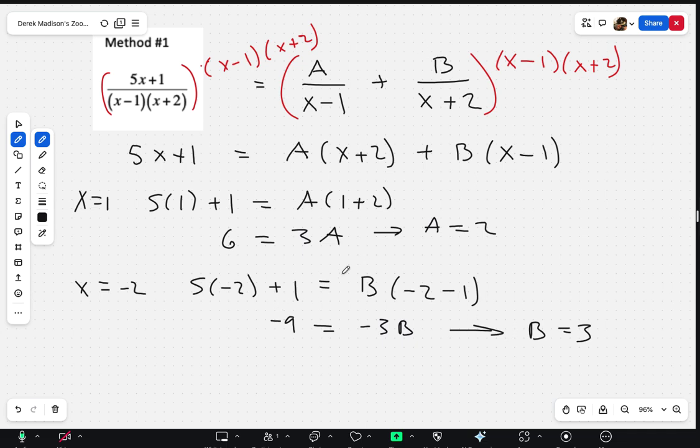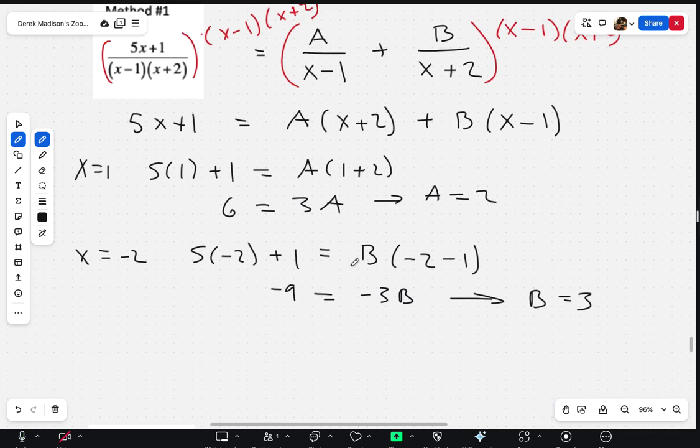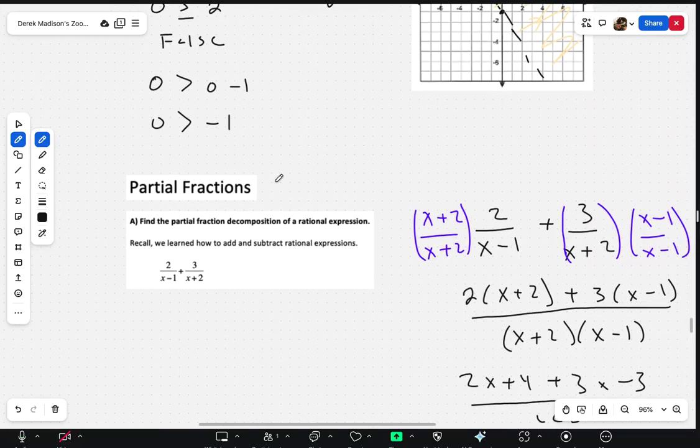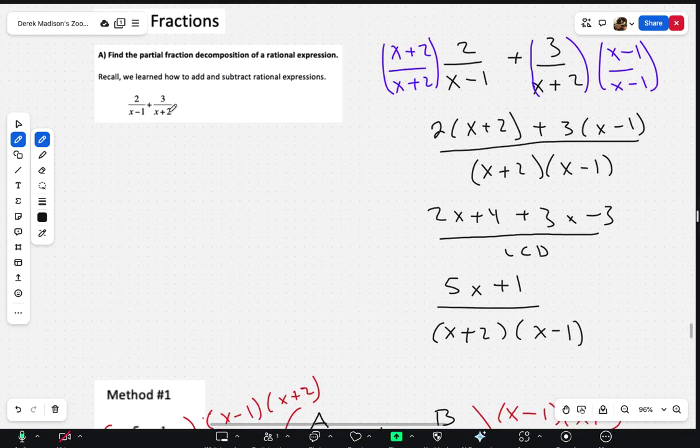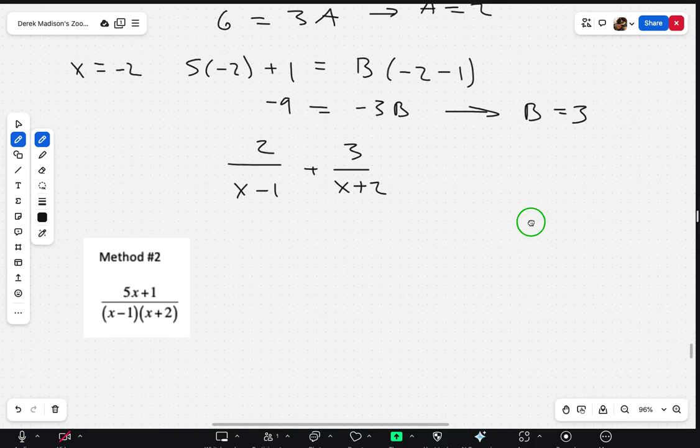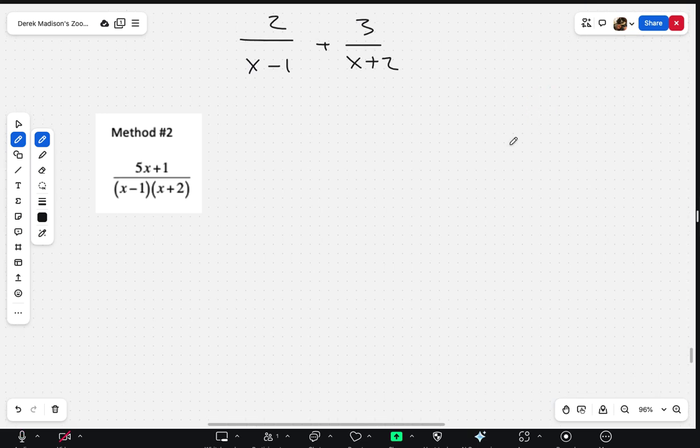So that means my solution, with my a's and my b's, is 2 over x minus 1, and then 3 over x plus 2, which if we look back at the example that we did here, there's the 2 and the 3 that we got. When I decompose this, what I should get back is those two constants. So that's the goal.